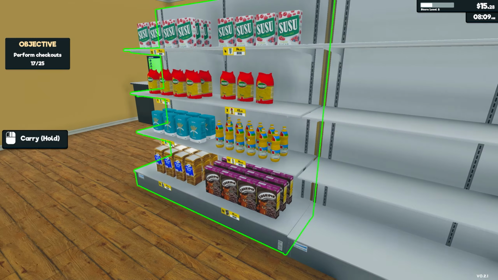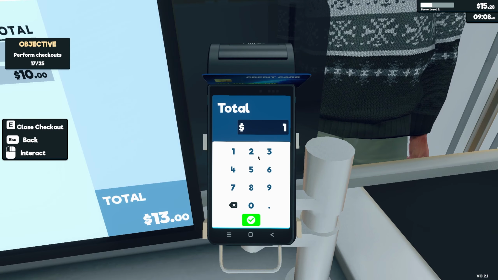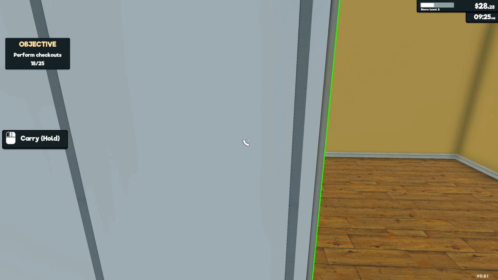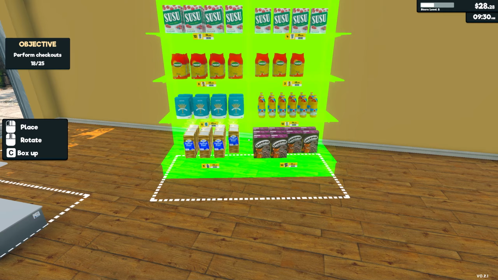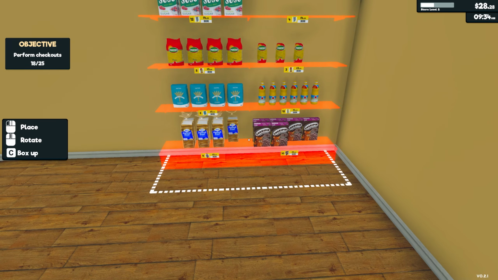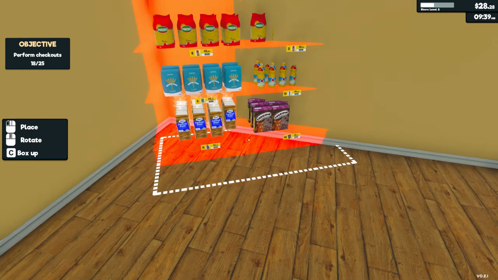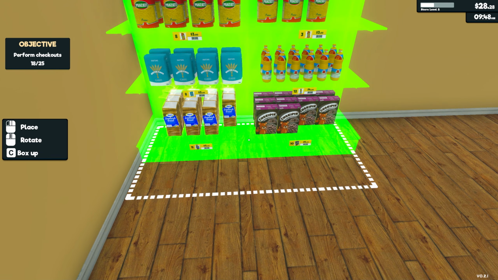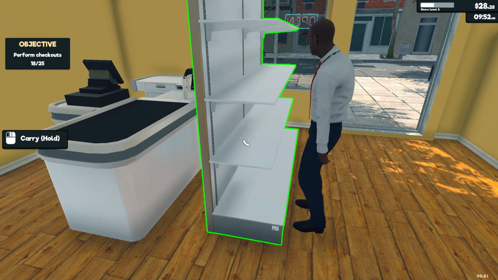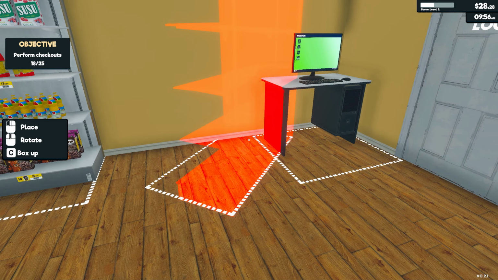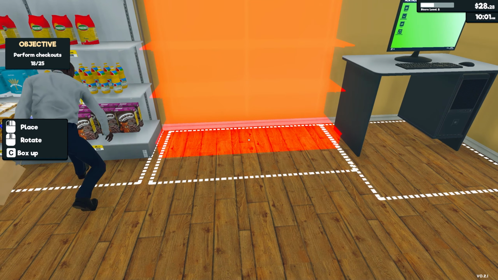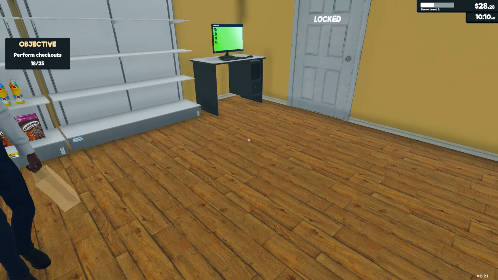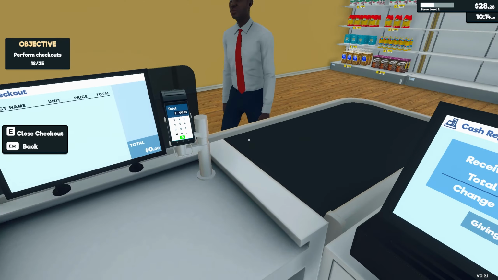All right, so let's open our store up. First customer of the day. I think I'm actually going to move these a little bit. What I'm going to do is kind of change how we have our little corridor. I don't know what that guy's looking for. I'm gonna put these here, and then as we get more shelves, I'll probably move them around a little bit more.